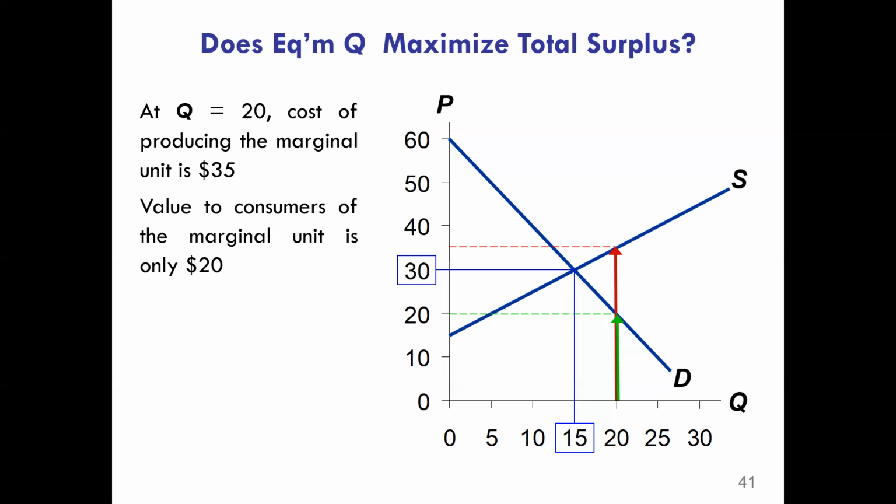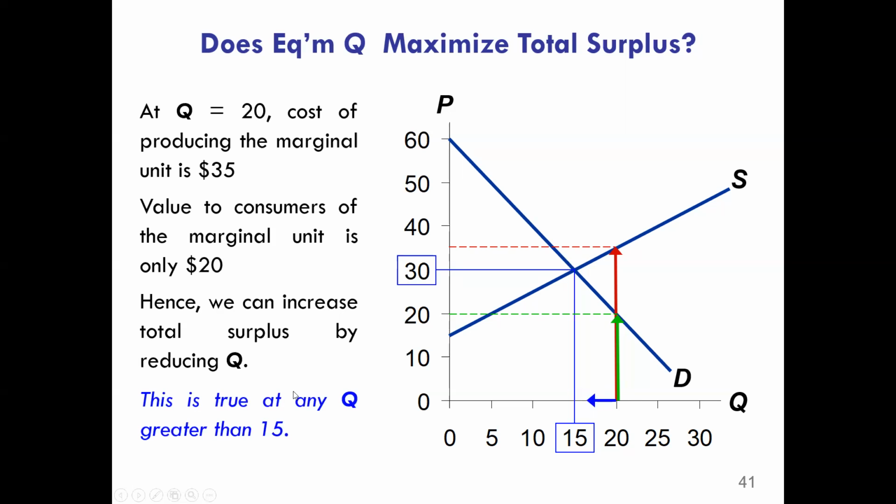Value to consumers of the marginal unit is only $20, as you can see by tracing this green line here. Hence, we can increase total surplus by reducing the quantity. Because at the equilibrium, when quantity was 15, the value of the goods was $30. And now when we increase the quantity from 15 to 20, we can see that the value to consumers has dropped from 30 to 20. This conclusion is true at any quantity greater than 15.